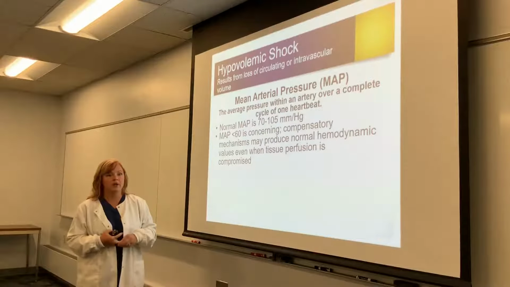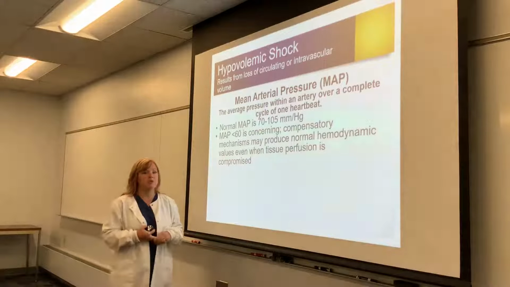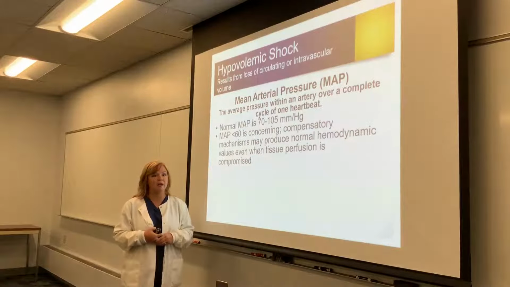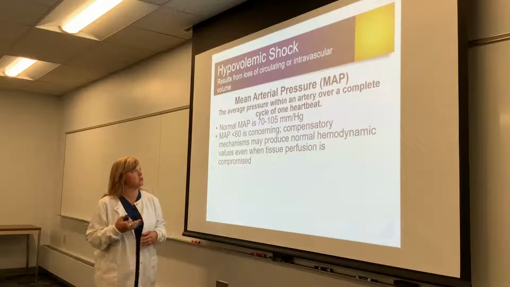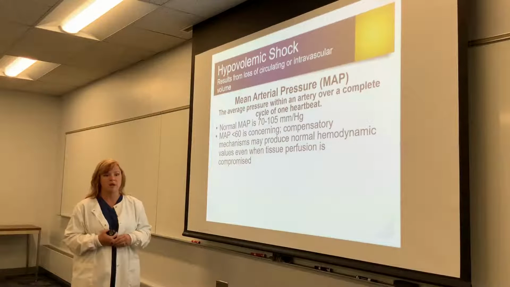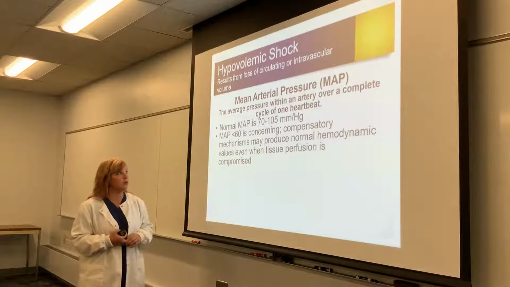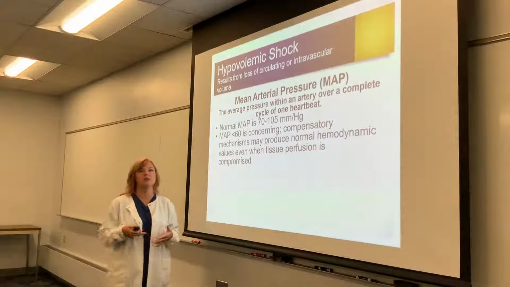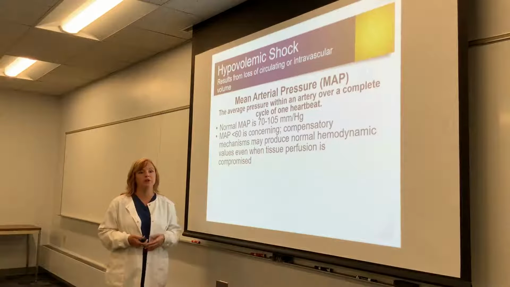Also, you can look at the mean arterial pressure. And so normal mean arterial pressure, or MAP, will be 70 to 105. And usually when it begins to get below 60, this is where you're gonna start seeing some of those hemodynamic changes. So some of your electronic computer systems, some of your electronic monitoring, will figure out the MAP for you.